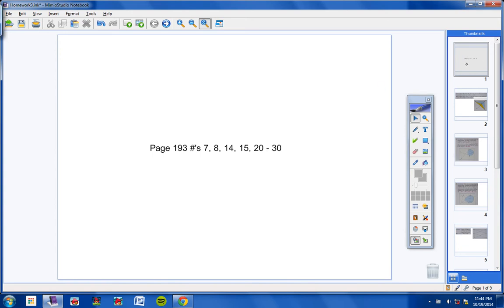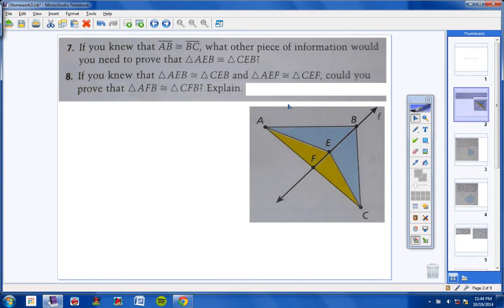Let's go ahead and get started with the homework help video, and let's start off with numbers 7 and 8, okay? Number 7, first of all, if you knew that AB, right here, is congruent to BC, right here, what other piece of information would you need to prove that this triangle here, I'm going to highlight it in green for you, triangle AEB is congruent to triangle CEB. Okay? What other piece of information would you need to know?